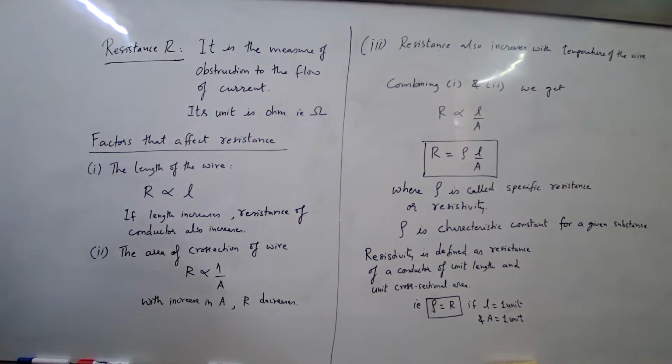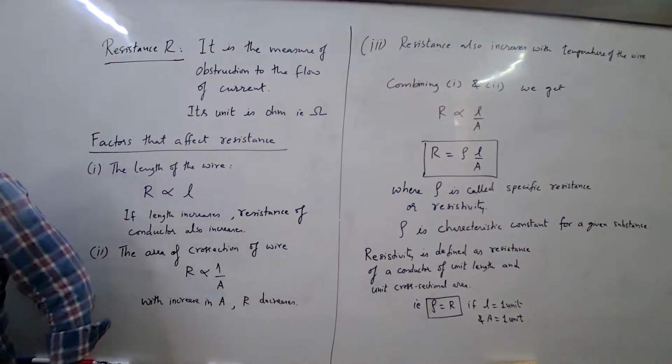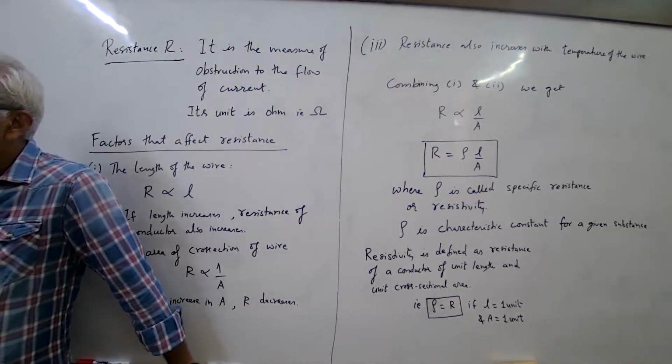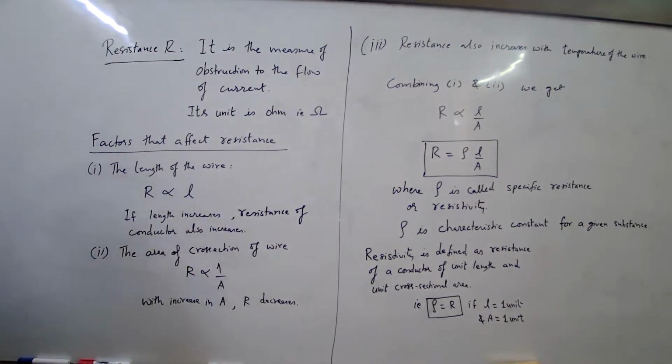If you take silver, it is 10 raised to minus 8. If you take glass, it is 10 raised to 14. When you take the ratio, it will be 10 raised to 14 divided by 10 raised to minus 8, which is 10 raised to 22 times higher. What is the comparison? Take the ratio. So the insulator's resistivity is higher than the conductor's by 10 raised to 22 times. So it is much higher. So no current can flow through an insulator.